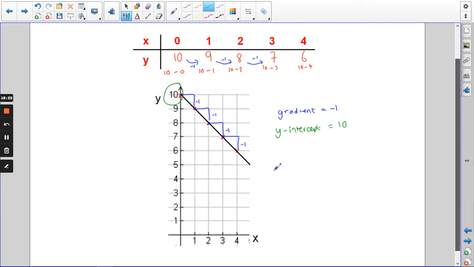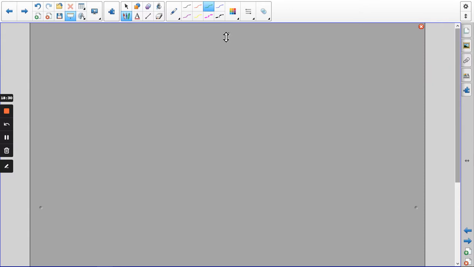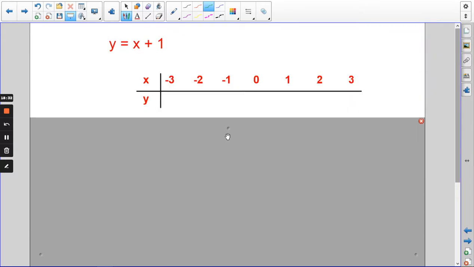Okay, now for the next one, we're going to do some minus numbers as well. So it's a slightly different table. It's still an easy equation. So just looking at the table to start with, we've got lots of values of x this time because we've got some minus ones as well. And the equation says that we're going to do x, so the number on the top row, and just add one. Very simply, whatever the number is, add one.